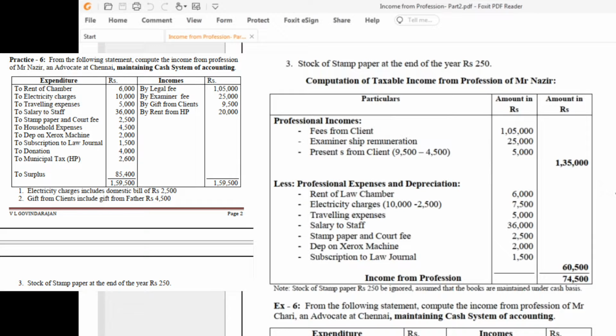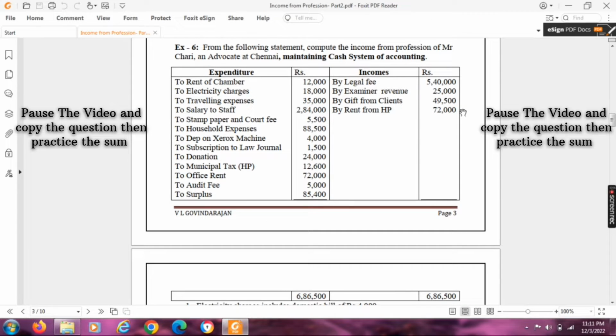So we have to consider only the professional income and adjust the total professional expenses. Income 1,35,000, expenses 60,500 total, so balance 74,500 was his income from profession. In the same pattern, the listeners can practice exercise 6.